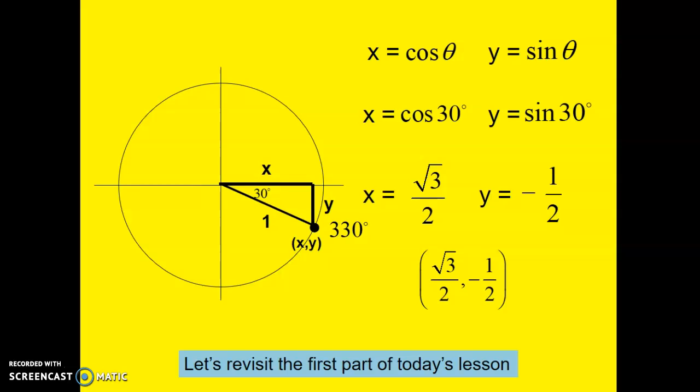That's it. There is no practice for this, just the notes for today. We're going to continue with the unit circle on Monday.